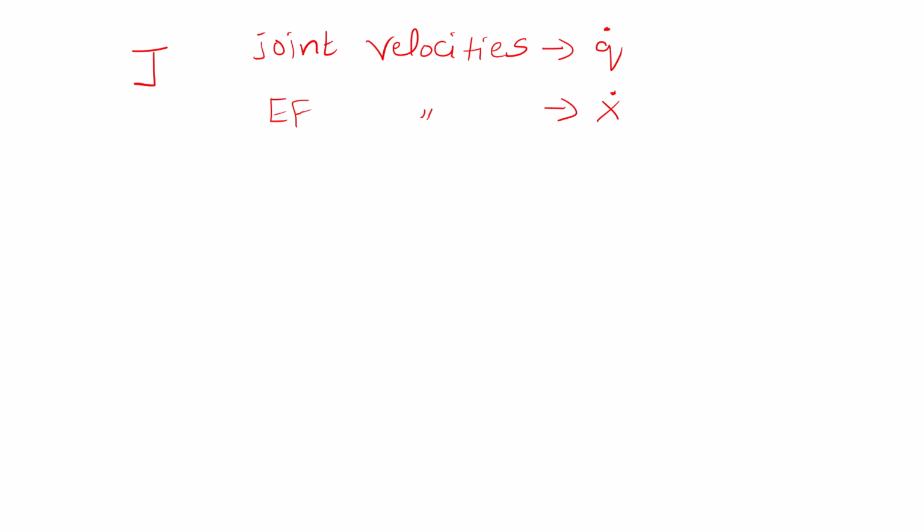In this session, we will be discussing the manipulator Jacobian. So what is a Jacobian? A Jacobian is a matrix that relates the joint velocities, which we represent as q dot, and end effector velocities, which we represent as x dot. So the Jacobian is a matrix which relates these two variables, that is, joint velocities and end effector velocity.